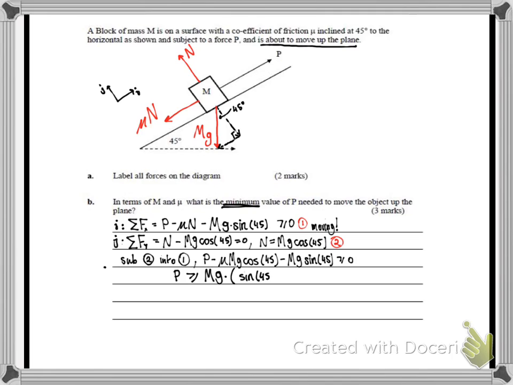And now let's transpose for P. And P has to be greater than the mass times the gravity of this expression involving sines and cosines. Let's evaluate them. We've got a common factor of root 2 on 2. Let's take that out, and we get this as our simple expression.